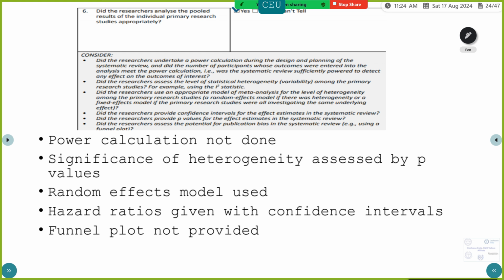Now the significance of heterogeneity they have assessed by p-values. This is derived from the chi-square test. They have not used the I-square statistic, they have used a p-value. If the p-value comes as significant, then that means that there is significant heterogeneity between the trials. But if the p-value is not significant, that means that the variability could be random error. That means we can trust the results. They have used a random effects model and hazard ratios have been given with confidence intervals. But they have not provided a funnel plot, which we would have liked to know publication bias.